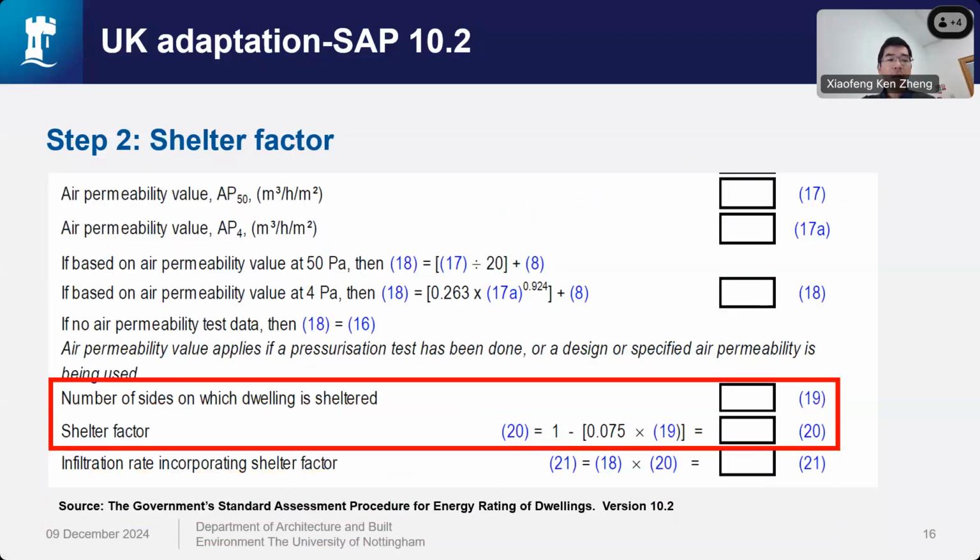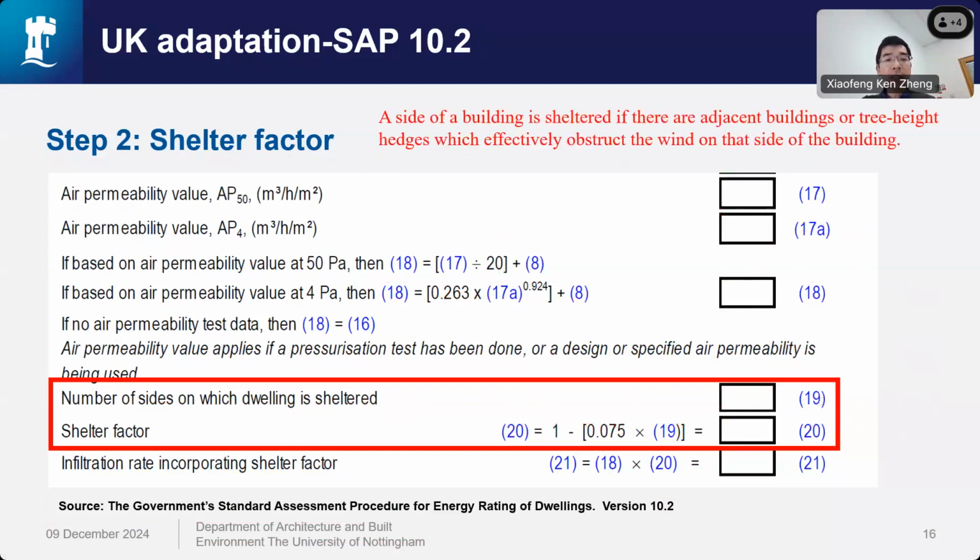The second step is to modify the infiltration according to the shelter factor. It depends on how many sides of the building are sheltered. You can use this equation to calculate the shelter factor. A side of a building is considered sheltered if there are adjacent buildings or tree-height hedges which effectively obstruct the wind on that side of the building.